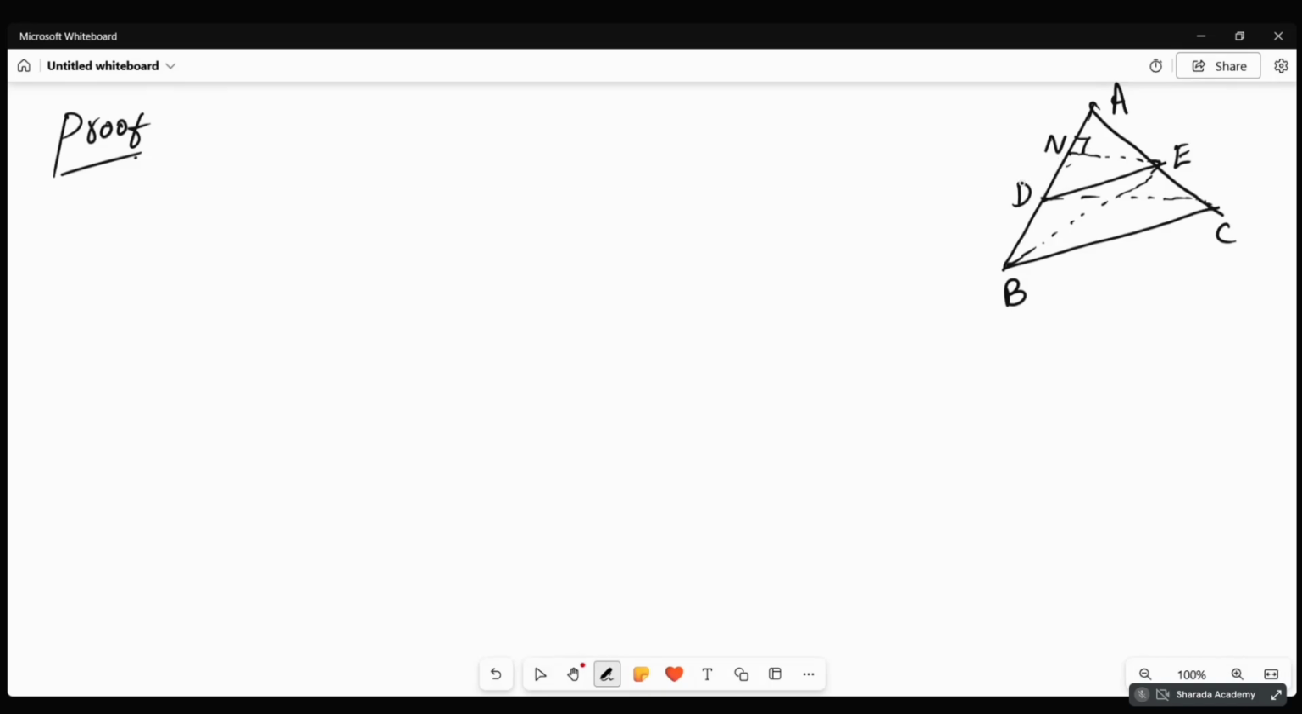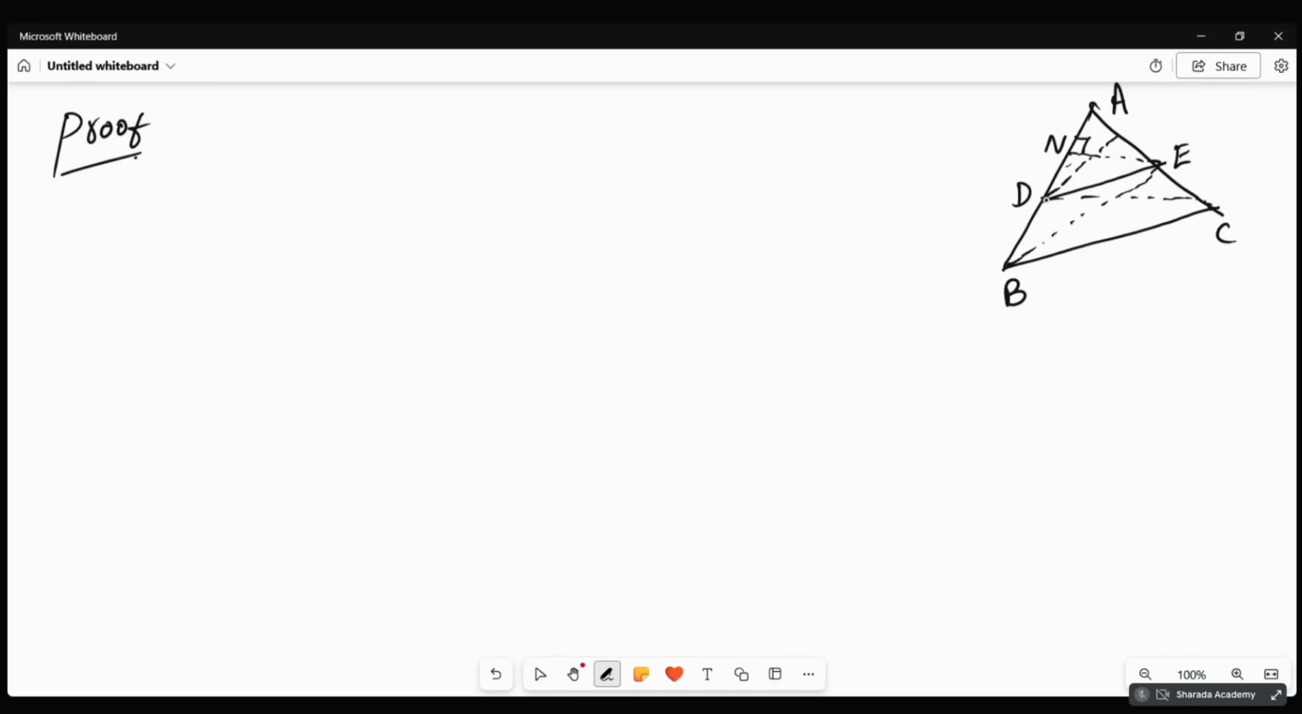Then from the point D. No, we have not been told that D and E are midpoints. They can be anything. D and E are not necessarily midpoints. You can't assume that, because this is a generalized case.